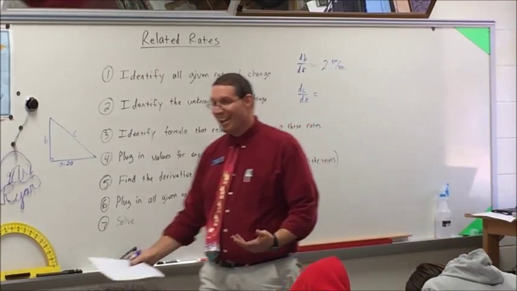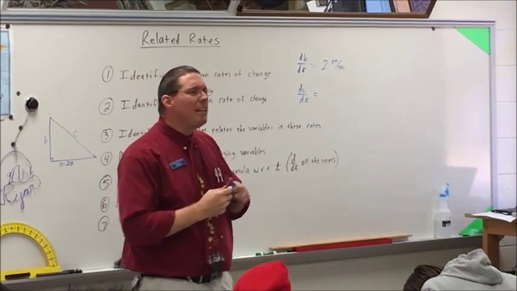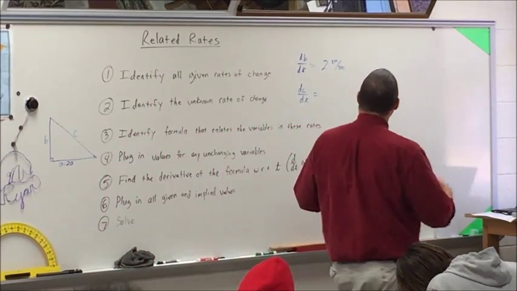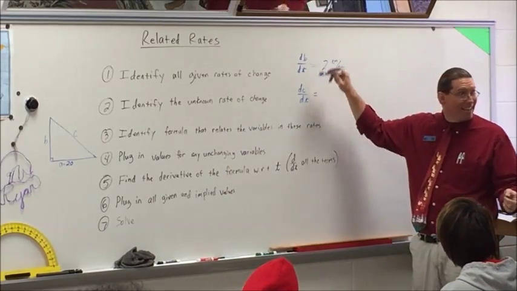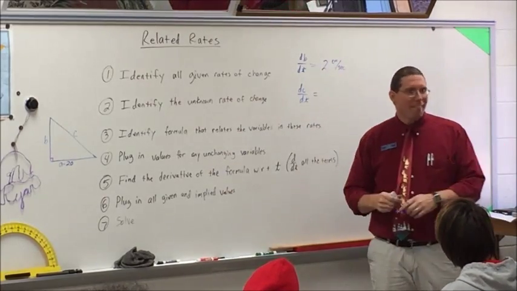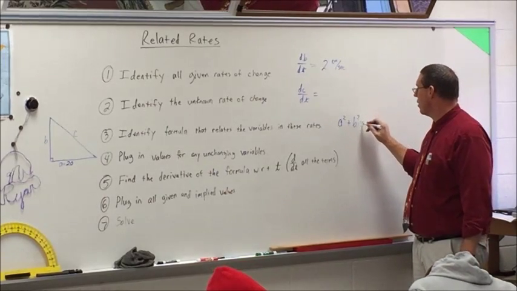All right, now it's going to get fun. It's actually not that bad, but can anyone in this room think of some formula out there in the math world that relates B and C? Pythagorean theorem. A squared plus B squared equals C squared.